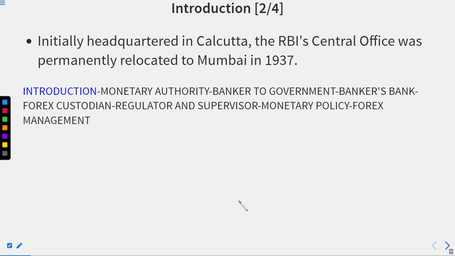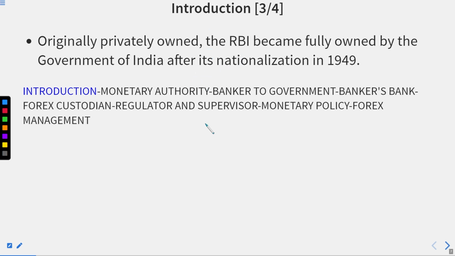Initially headquartered in Kolkata, the RBI central office was permanently relocated to Mumbai in 1937. I had already told you this. When the RBI was established, it was in Kolkata, but in 1937 its office was relocated to Mumbai, and even today the RBI's headquarters are in Mumbai.